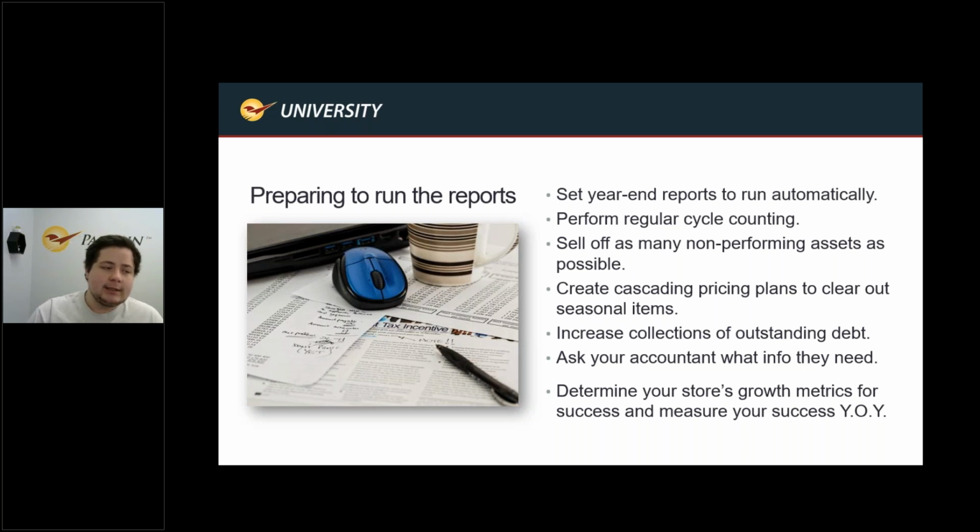Next is increasing collections of outstanding debt. Again, this is something your accountant's probably going to want to see, which we do have reporting on, seeing how many customers are in outstanding debt. Maybe we can either reach out, start to collect, or whichever.